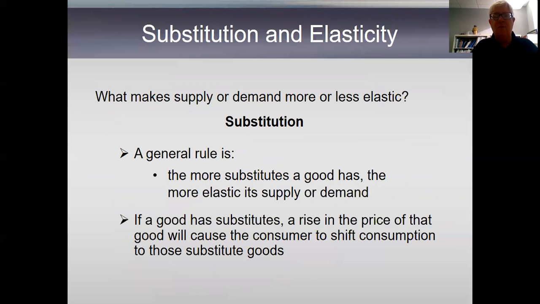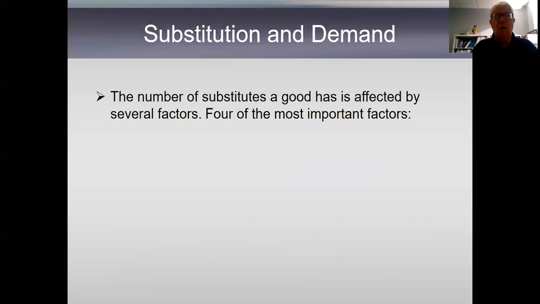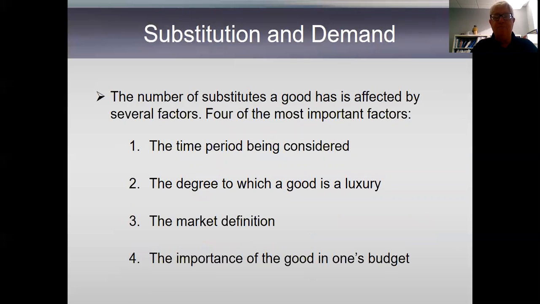So what makes the supply or demand more or less elastic? Generally speaking, the more substitutes a good has, the more elastic will be its elasticity for supply or demand. If it has things that you could change to, a substitute, then when the price of the good goes up, people are simply going to shift their consumption to the other good. So substitution is one of the most important things in determining whether or not something is more or less elastic.